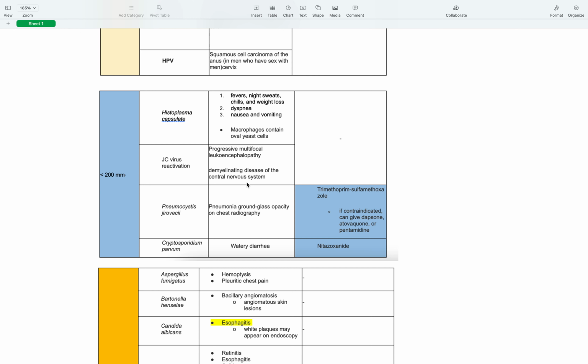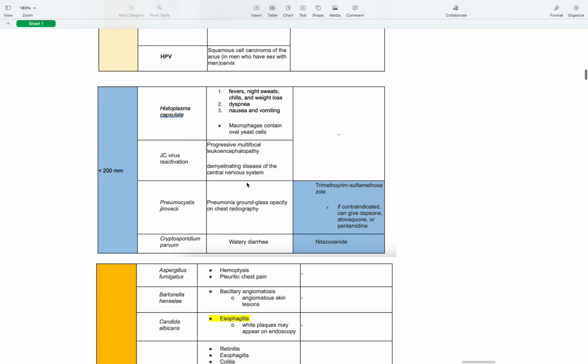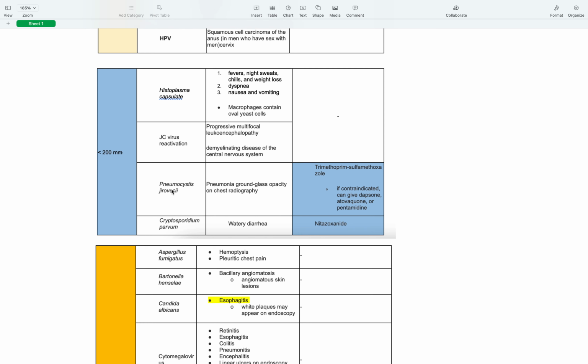Actually, there are two drugs from the immunology section of First Aid. If you can recall, rituximab and natalizumab are the two drugs which cause JC virus reactivation. Natalizumab is a drug for the treatment of multiple sclerosis and Crohn's disease. So those two drugs, natalizumab and rituximab, can cause JC virus reactivation. Just a feedback.